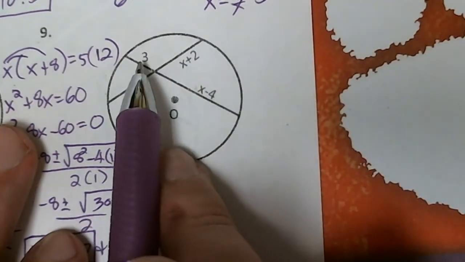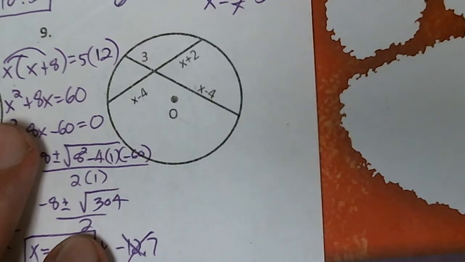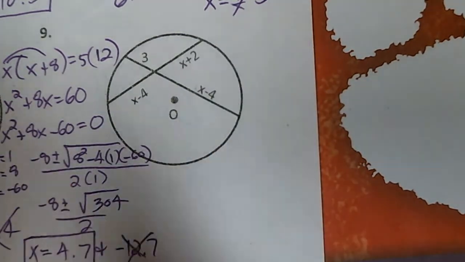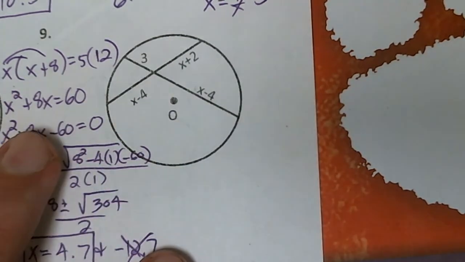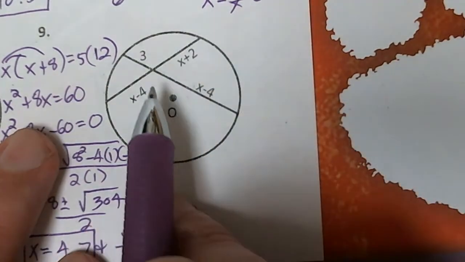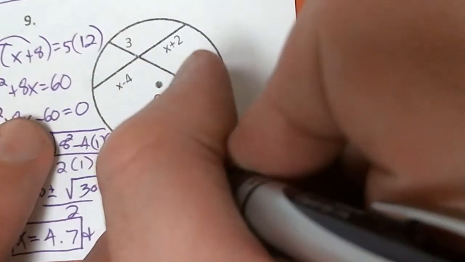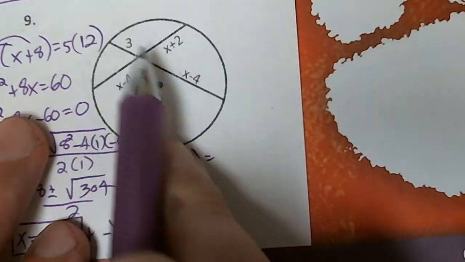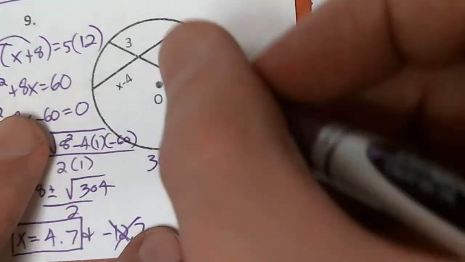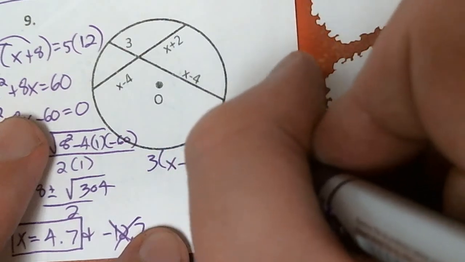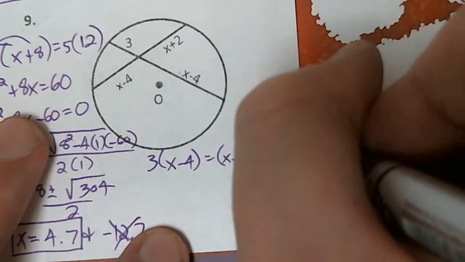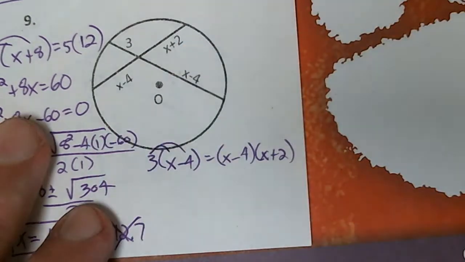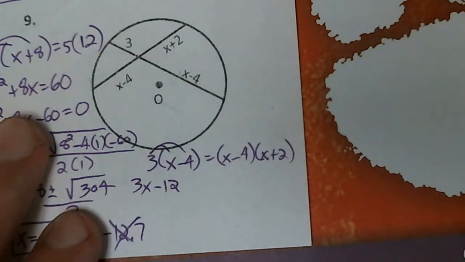Okay, so let's start off with the 3 and the x minus 4. Once again, if we need to pause the video to slow things down, that's no problem. So part times part. So we've got 3 times x minus 4, part times part, equals part times part. So we have x minus 4 times x plus 2. So when I distribute here, I've got 3x minus 12.